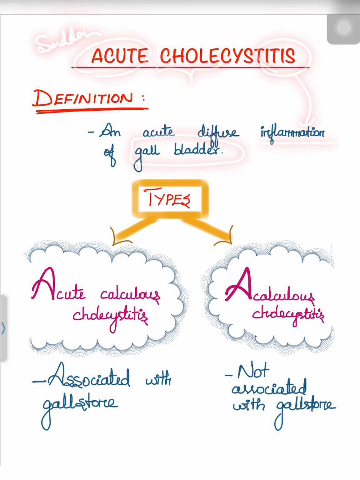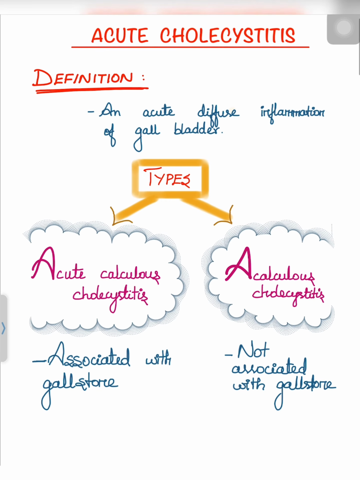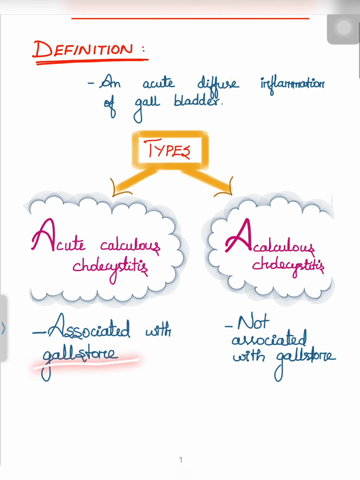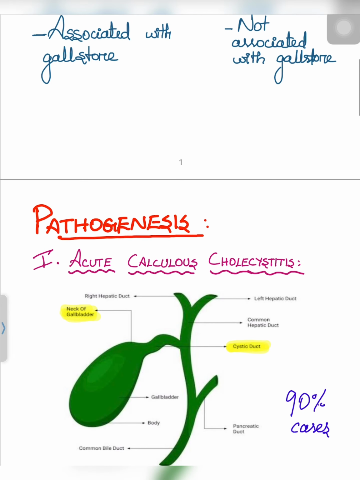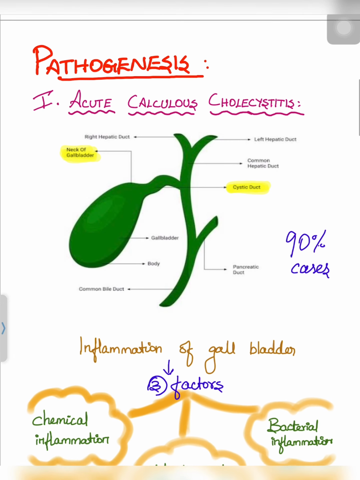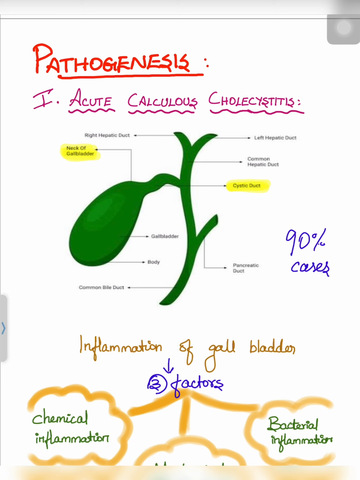Now, let's define acute cholecystitis. It is an acute diffuse inflammation of the gallbladder. There are two types based upon whether the inflammation is associated with a gallstone or not associated with a gallstone: acute calculous cholecystitis and acalculous cholecystitis. Right? Now let's discuss the pathogenesis of acute calculous cholecystitis.